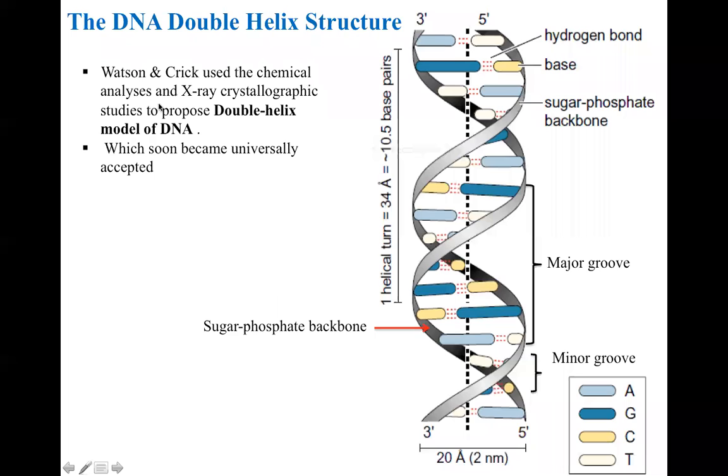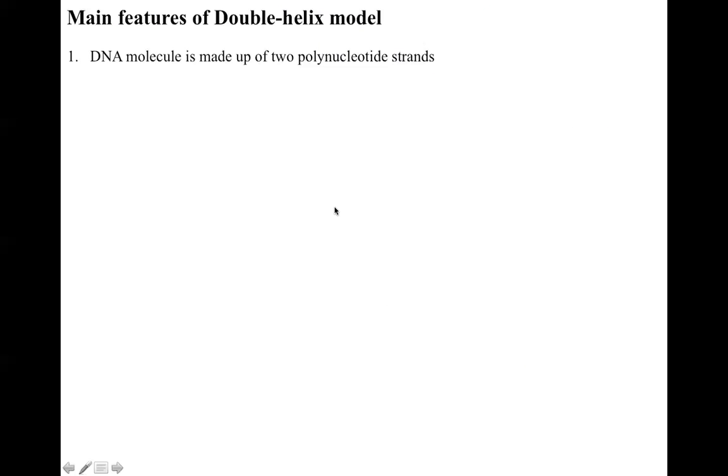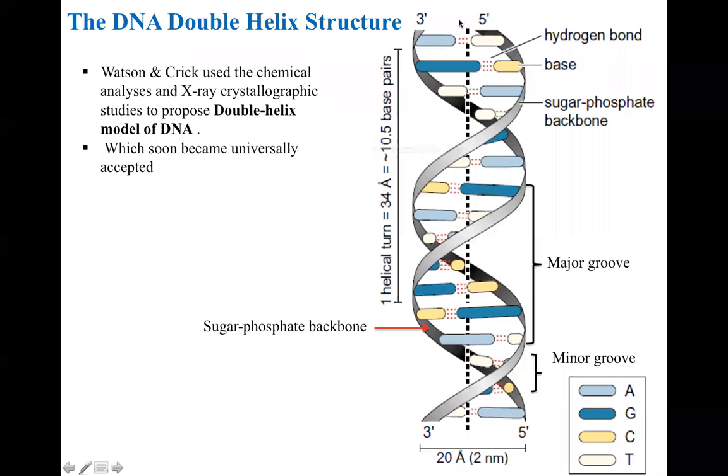Watson and Crick used chemical analysis and X-ray crystallographic studies to propose the double helical model of DNA. This structure became universally accepted soon after the discovery. So this is the structure. There are 2 polynucleotide chains. Just look at this cursor. These are the 2 polynucleotide strands, which have sugar, phosphate and nitrogen base in the backbone. So this is called a major groove and this is called a minor groove. I will discuss the salient features of this double helical structure in the future slide.